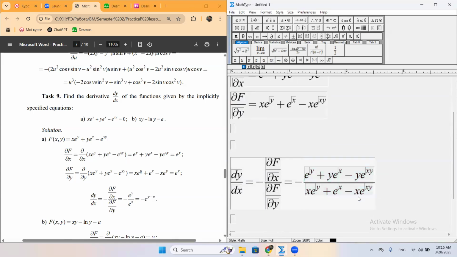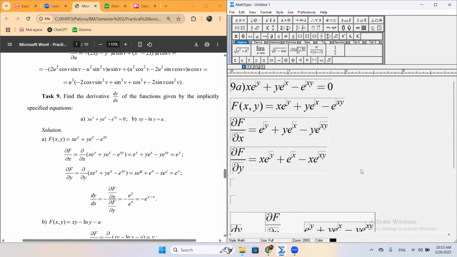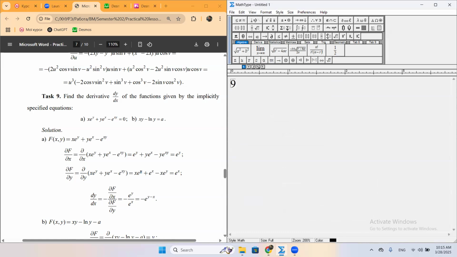Any questions about this exercise? Can you scroll up a bit? Yes. No questions, thank you.